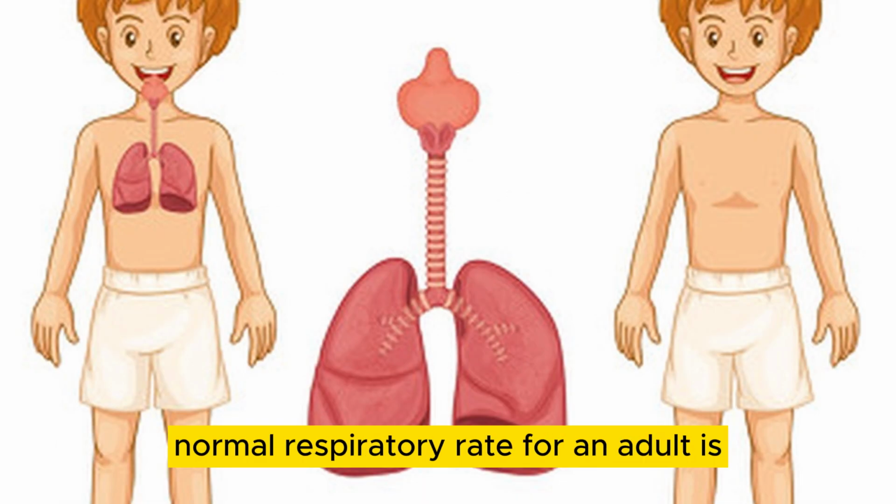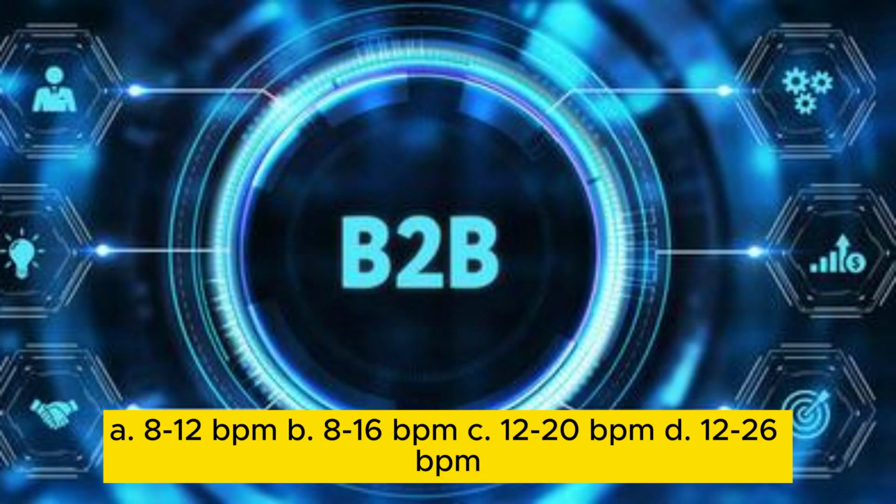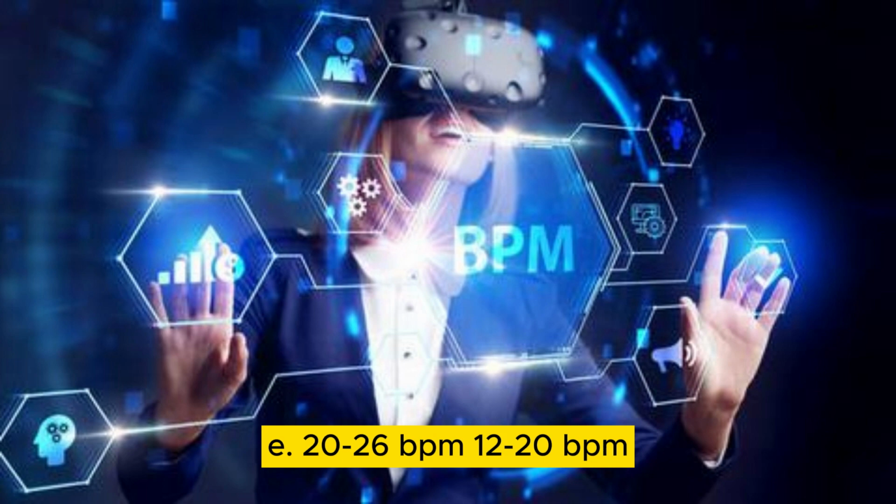Normal respiratory rate for an adult is A. 8 to 12 BPM. B. 8 to 16 BPM. C. 12 to 20 BPM. D. 12 to 26 BPM. E. 20 to 26 BPM. 12 to 20 BPM.